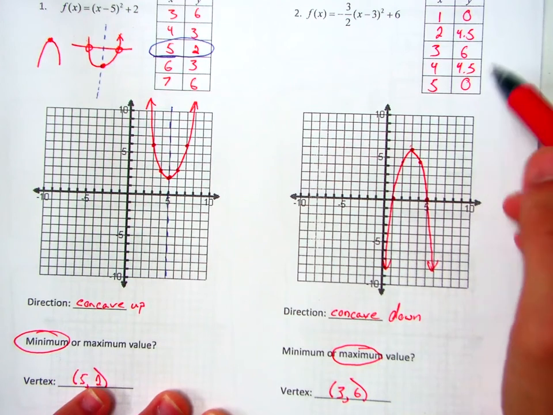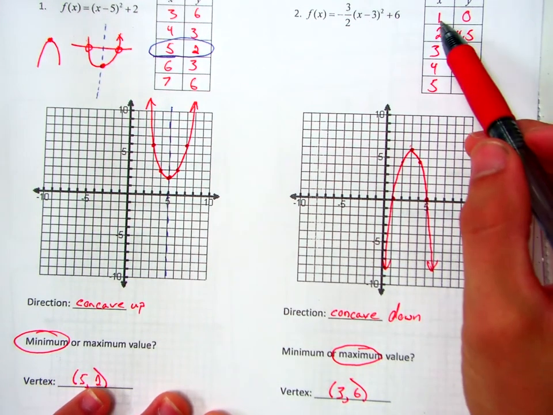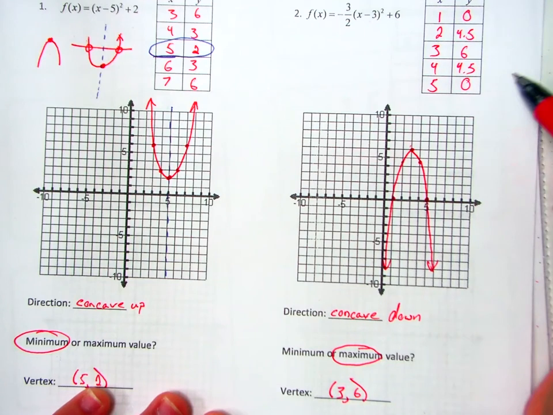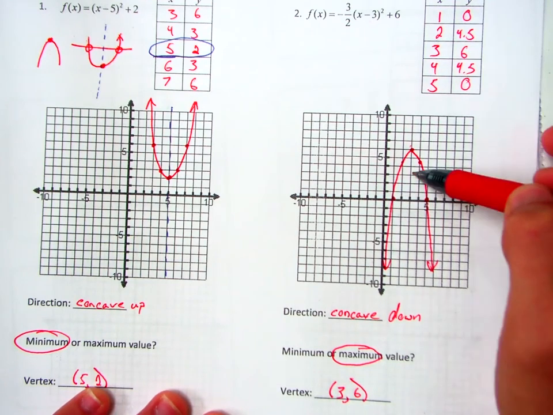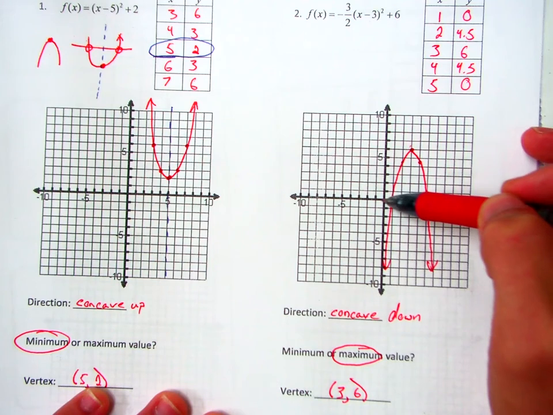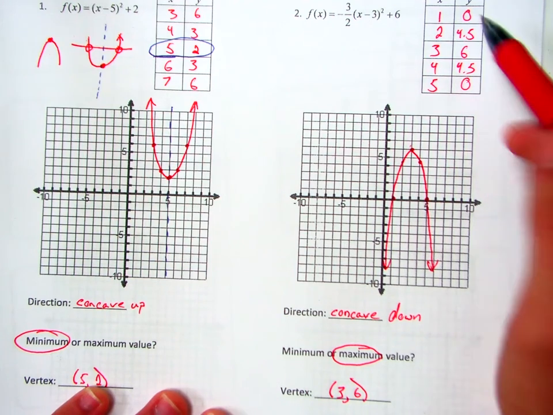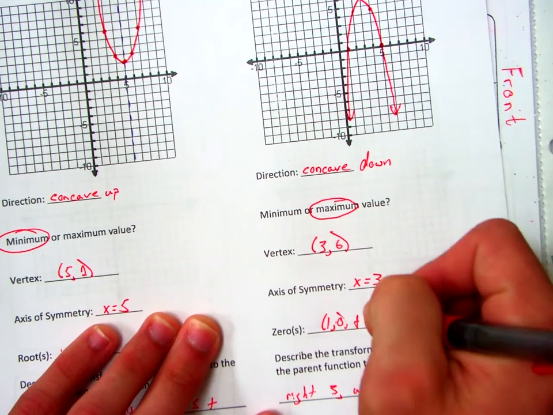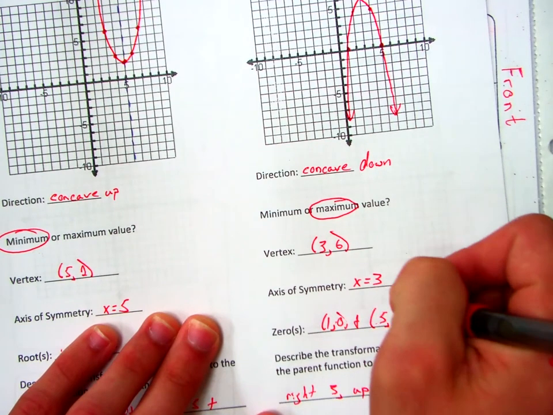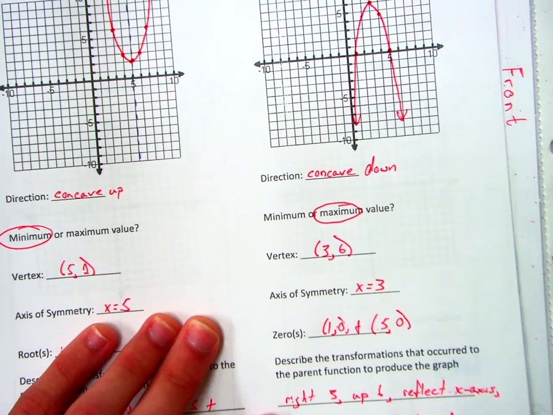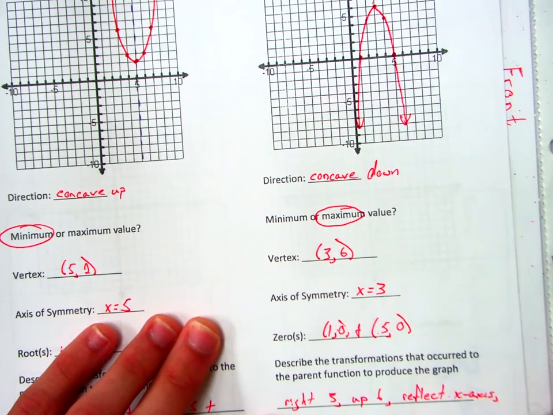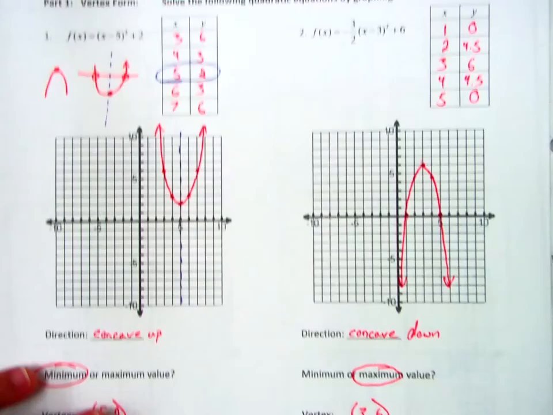So my roots are, this is important, you can see your roots looking at the table sometimes. If y equals 0, then that's a root, because when this function crosses the x-axis, y is 0. So my roots are at 1, 0 and 5, 0. So those are the locations of my roots, 1, 0 and 5, 0. And that's it. All right, so that's it for vertex form.